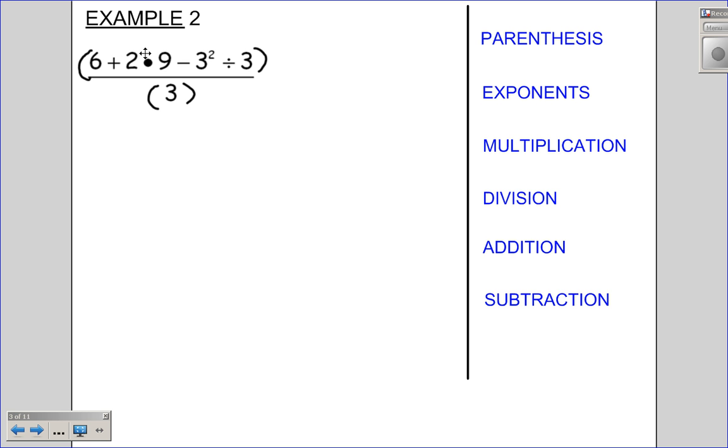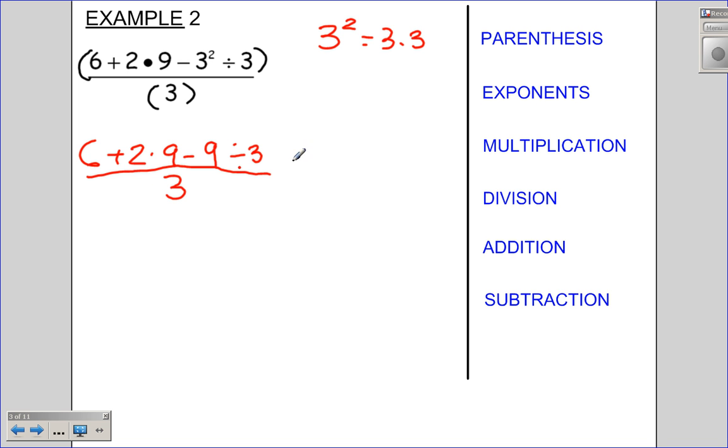do I have any parentheses? No. Do I have exponents? Yes, I have an exponent right here. So I'm just going to rewrite the top there as 6 plus 2 times 9 minus, well, 3 squared, remember, is 3 times 3, because it's this many 3's, so 3 times 3 is 9, divided by 3, and I have that all over 3 still here at the bottom.